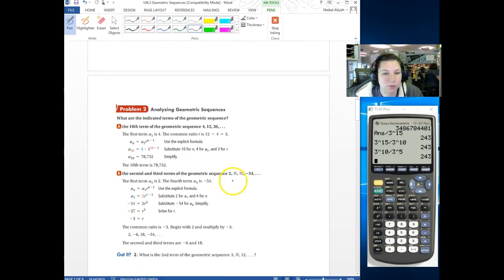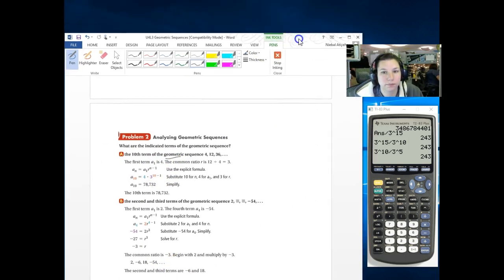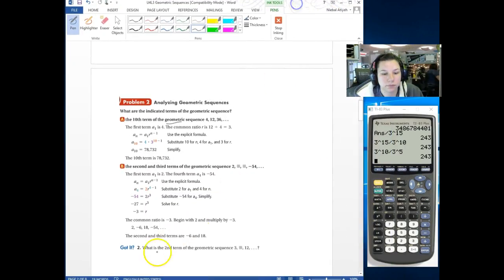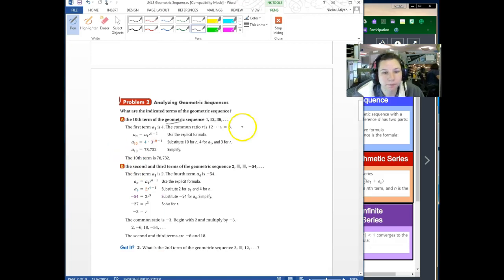All right, problem 2. What are the indicated terms of the geometric sequence? They want to know the 10th term. They have already told us it's geometric, so we know it's going to follow our formulas. Those are on your formula sheet. Our geometric sequence, it gives you the definition again. They have a common ratio, and then it tells you what each of the terms are. So a1 is your first term, there's your recursive formula, and here's our explicit formula.